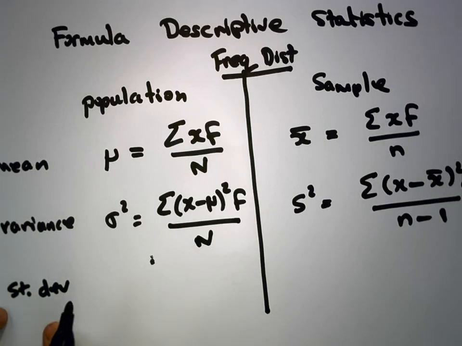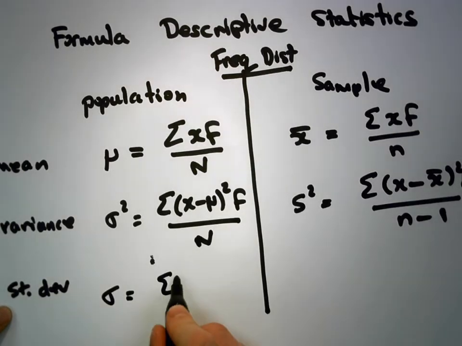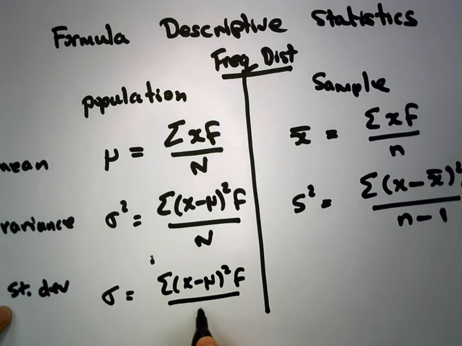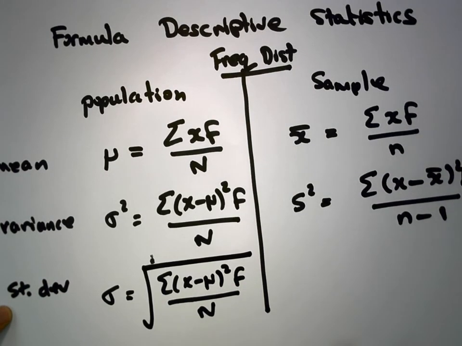In the standard deviation case, by definition the standard deviation is simply the square root of the variance, so sigma is equal to the sum of each x value minus mu, squared, times f, divided by capital N, the size of the population, and it's the square root of that value.